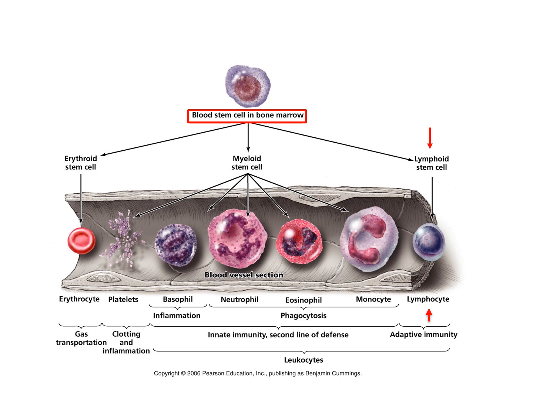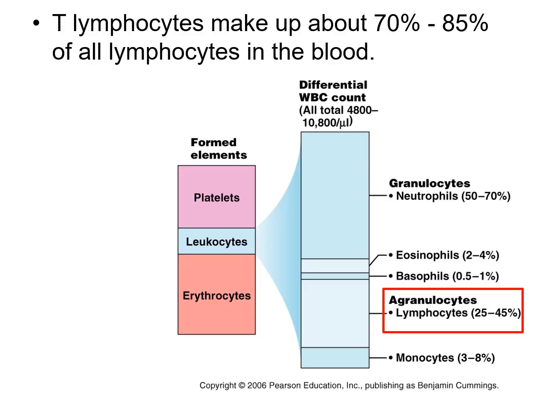Where do those cells come from? They come from the bone marrow. The bone marrow has a stem cell that will differentiate and turn into either of those lymphocytes, B or T. T lymphocytes make up about 75 to 85% of all lymphocytes in the blood.